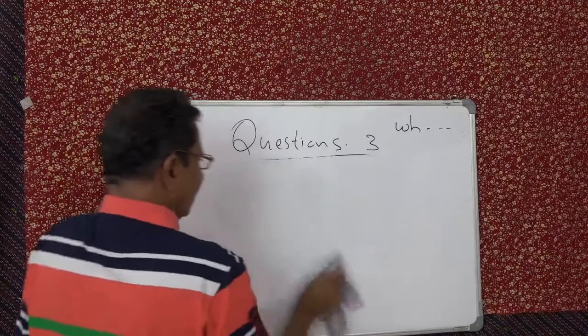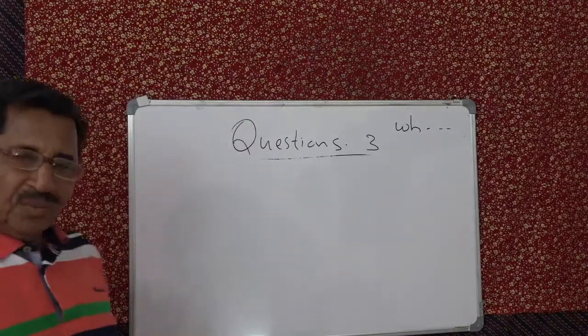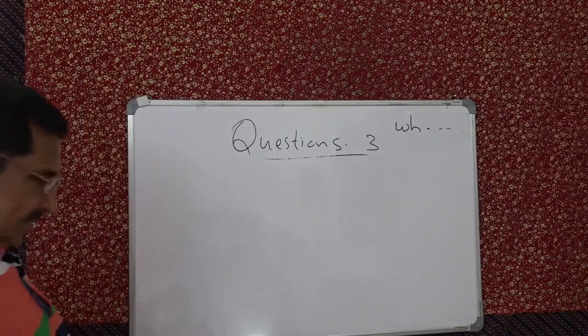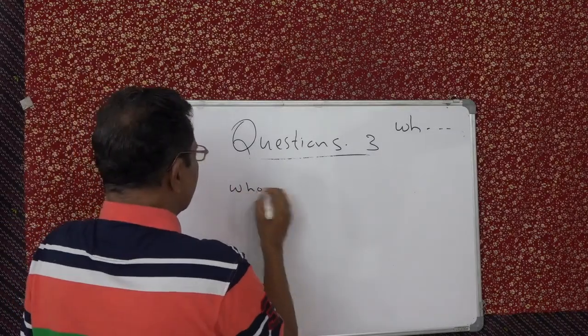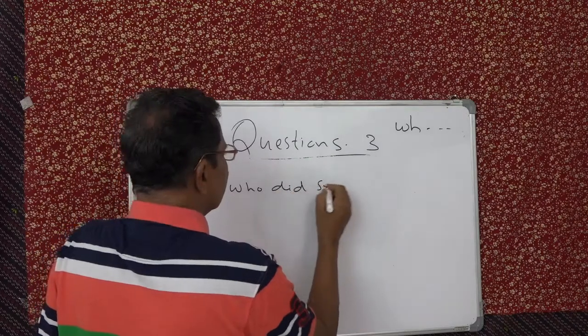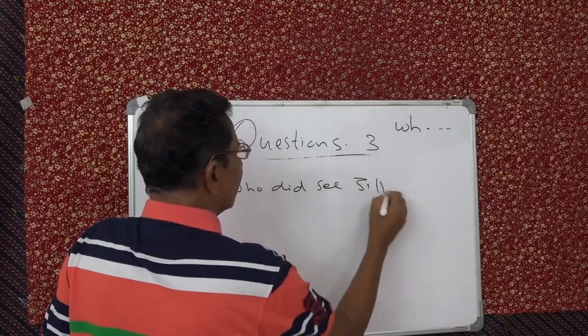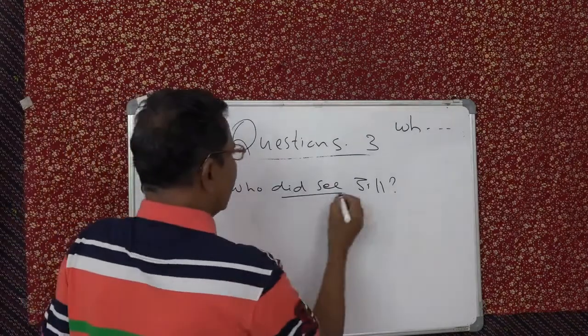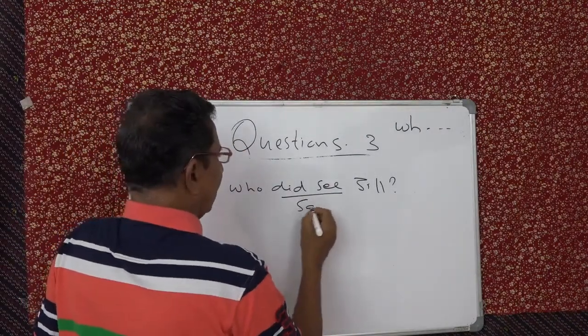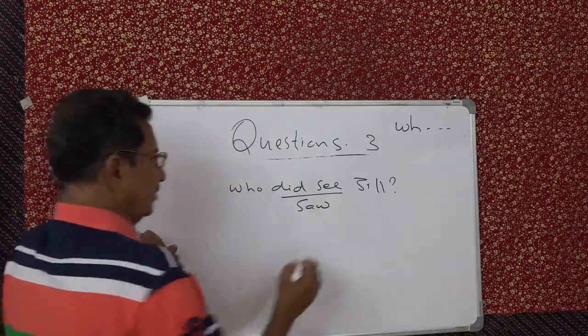So listen now. Who saw Jill? Who did see Jill? Question, statement. Did see will be saw. Sentence: Jill.